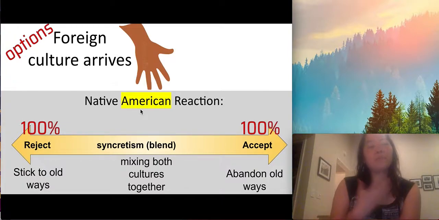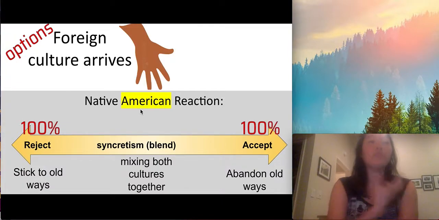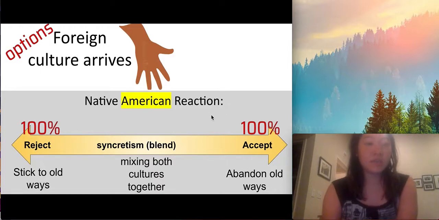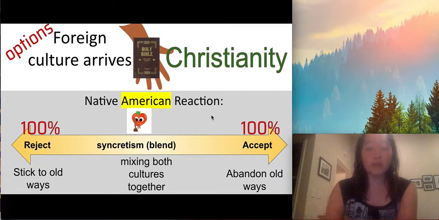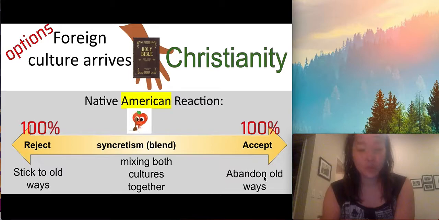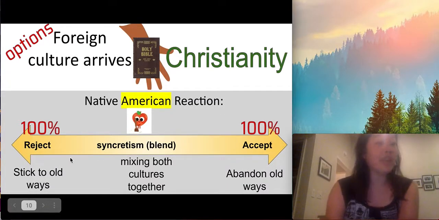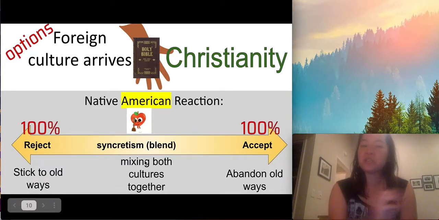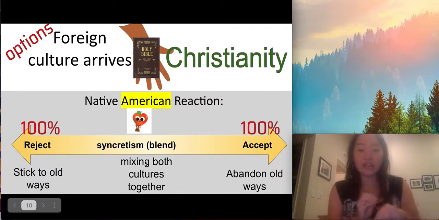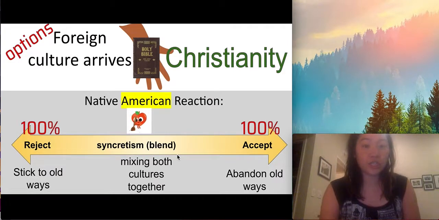So I do want to remind you of something that happens. When a foreign culture arrives, let's do an example in America, right? So in the Americas, Christianity comes, right? A foreign culture arrives, and Native Americans can react in multiple ways. They can 100% accept Christianity and abandon their old ways. They can 100% reject Christianity and stick to their own ways, or they could do syncretism, which is mixing a little bit of both Christianity and their old Native American traditions.